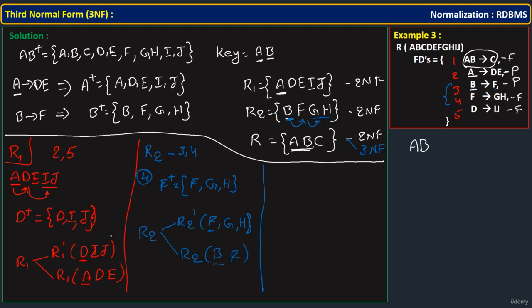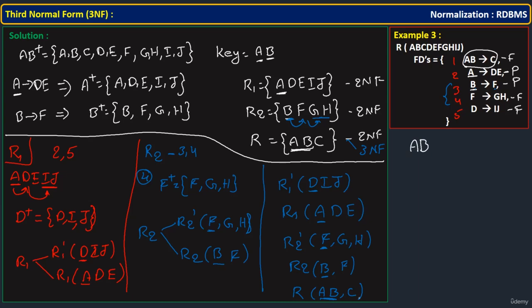So overall, the final tables are what? You can see here R1 dash, that is D, I, J, and the primary key is D. And R1, that is A, D, E, and here the primary key is A. And next R2 dash, R21, that is F, G, H, and the primary key is F. And R2, that is B, F, and the primary key is B. And the original table R, that is A, B, C, where the primary key is AB.